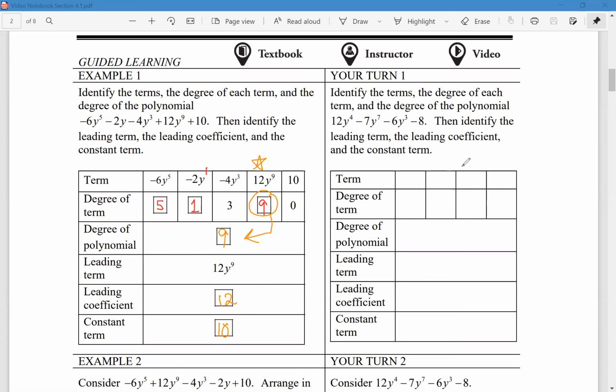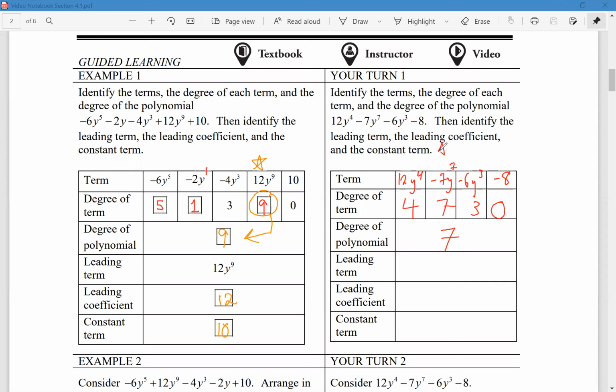Okay, we could do something similar with the your turn over here. There's a little more space to fill in, so let's do that as well. 12y to the 4th minus 7y to the 7th minus 6y to the 3rd, and then minus 8. Let's do the degree of each term. Looks like 4, 7, 3, and 0. The degree of the polynomial would be the highest of those, which is 7.